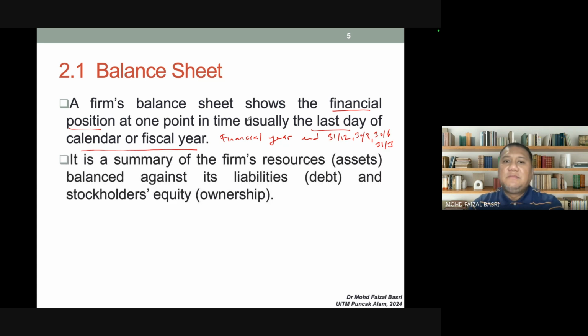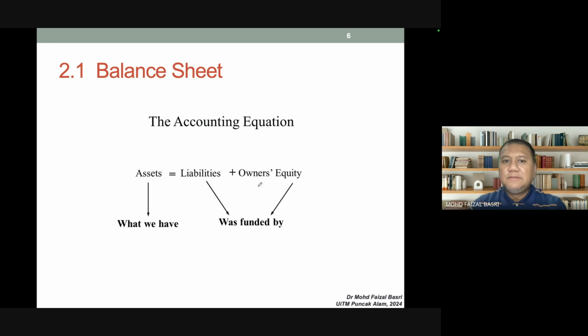So in the balance sheet, it will summarize all the firm's resources, in terms of the assets, as I mentioned before, and it will be balanced against the liabilities, the debt, and also the equity, which represents the ownership. So we're going to see the equation later on, the accounting equation that shows the relationship between the assets and how it will be balanced against the liabilities and also the equity. Like this. So the assets here represent the things that we have, assets that we possess, and it will be balanced, and we want to find out how these assets will be financed by.